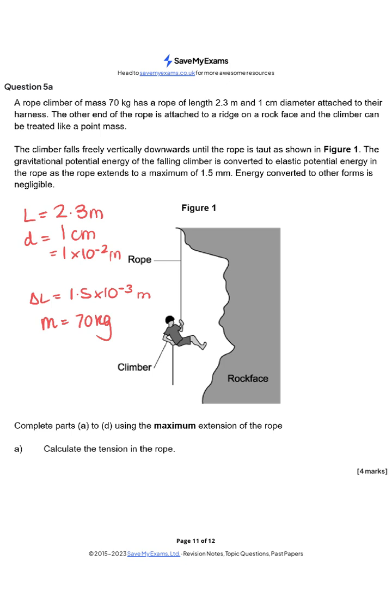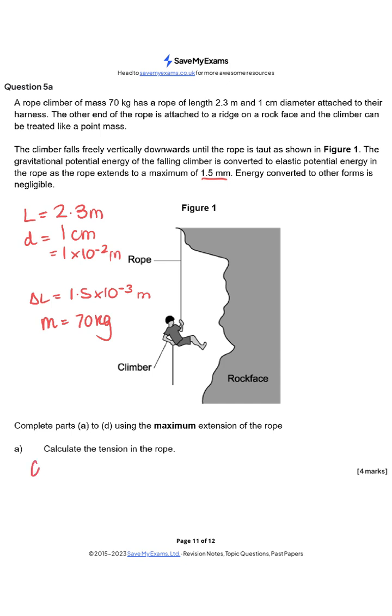Question 5 is talking about a rope climber, a mass of 70 kilograms, with a rope of 2.3 metres and 1 centimetre diameter. As he goes down, his gravitational energy is converted into elastic energy because the rope extends by 1.5 millimetres. It says to ignore other kinds of energy like kinetic. So whatever he gains in gravitational potential energy, we're going to convert into elastic potential energy.